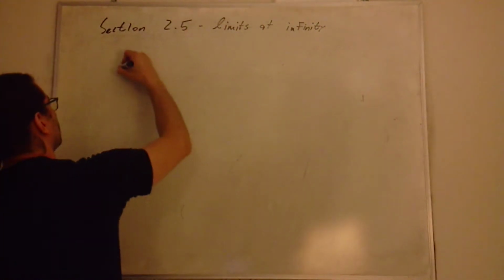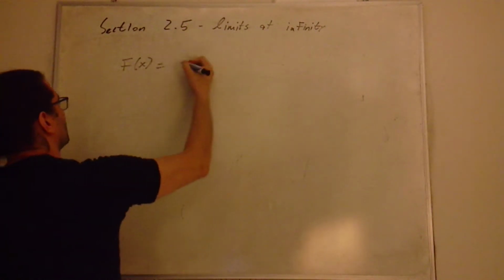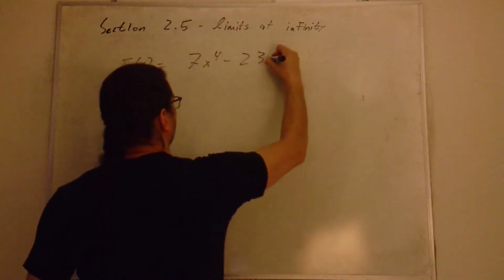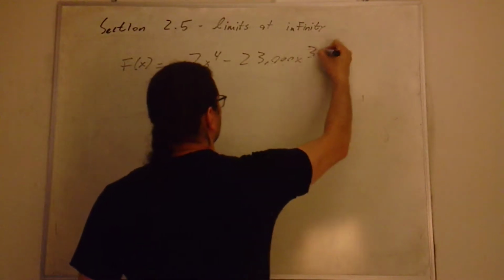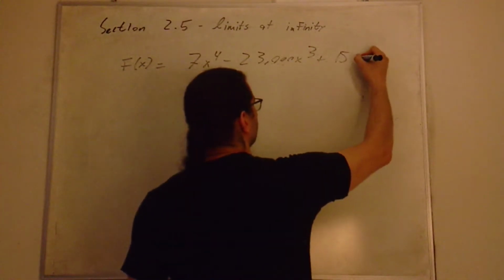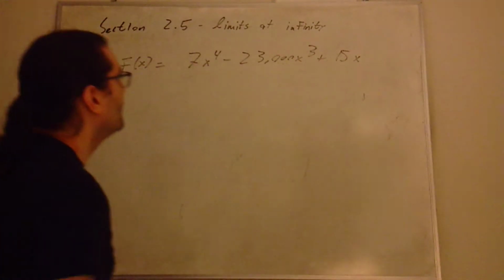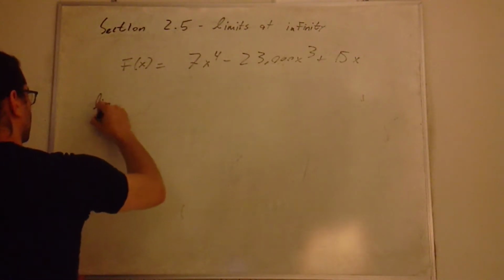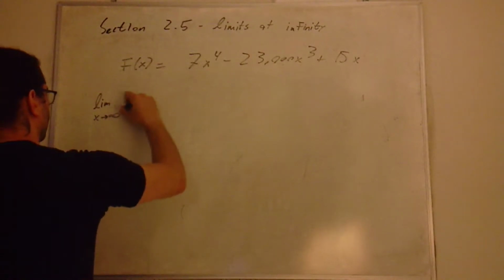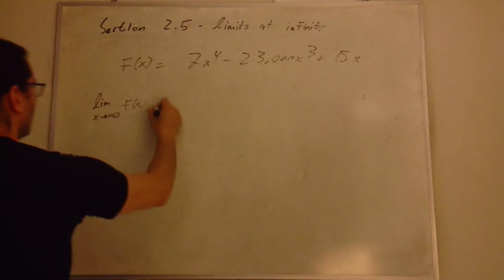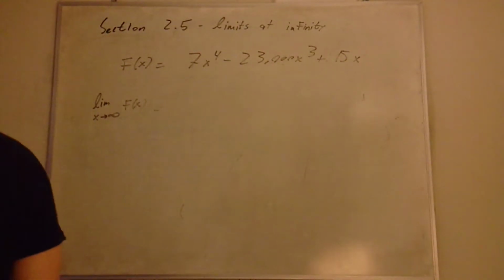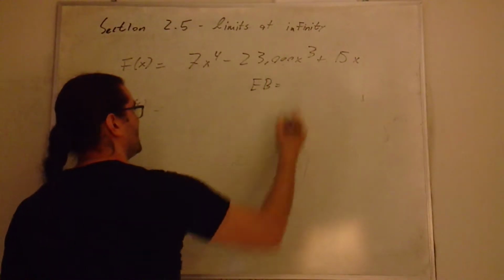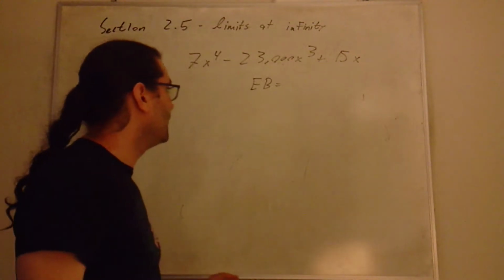If we take something like f of x equals 7x to the fourth minus 23,000 x cubed plus 15x, and I want to know what is the limit as x approaches infinity of f of x. To answer this question, I need to look at the end behavior.